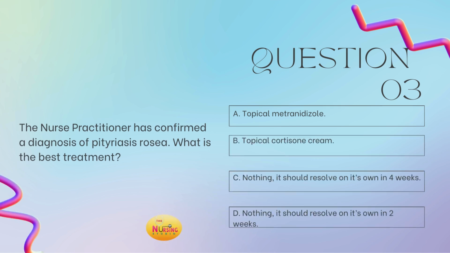All right, and lastly, question number three. The nurse practitioner has confirmed the diagnosis of pityriasis rosea. What is the best treatment? Is it A, topical metronidazole, B, topical cortisone cream, C, nothing, it should resolve on its own in 4 weeks, or D, nothing, it should resolve on its own in 2 weeks? Take a moment and tell me what you got in the comments, you guys.